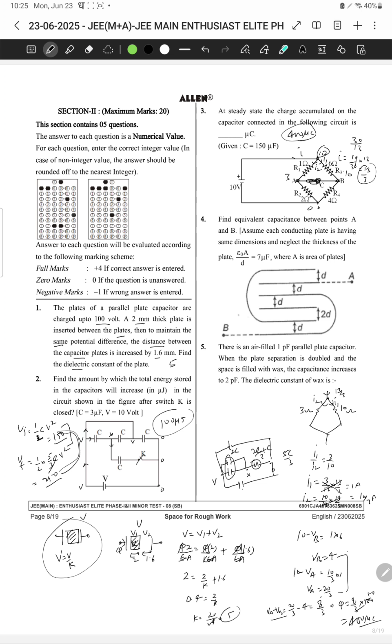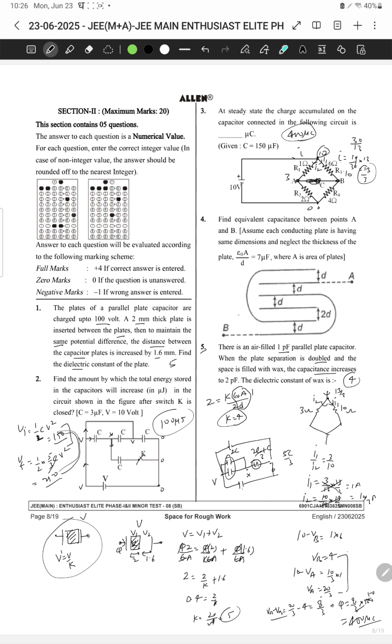Question number 4. It's like similar to that one. Now let's do the question number 5 first. I think it's very straightforward. There is an air filled 1 picofarad parallel plate capacitor, and the plate separation is doubled. So C is equal to 1, and if it is wedge filled, the capacitance becomes 2. That means 2 is equal to K epsilon naught A by 2D. Now this is 1, so K is equal to 4. Yeah, so 4 is the answer, very easy.